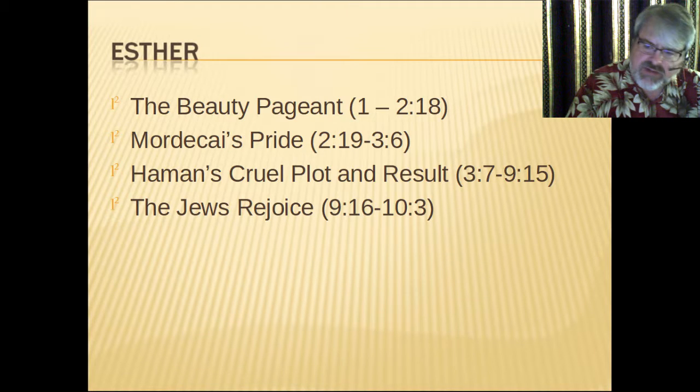The book of Esther, of course, has a very simple outline: beauty pageant, from chapters 1 and 2. Mordecai's pride kind of gets him on the bad side of Haman, chapters 2 and 3. Haman's cruel plot and the result. Haman despised the Jews because of Mordecai, chapters 3 through 9. And then the Jews rejoice in chapters 9 and 10.